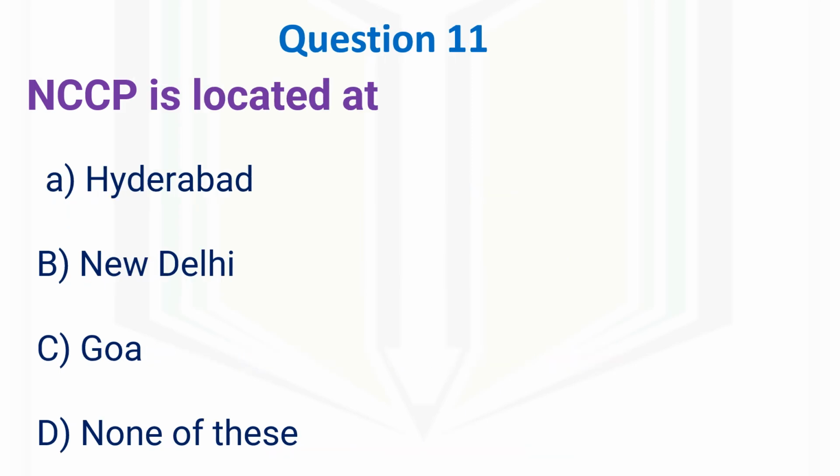Question number 11. NCCP is located at options are Hyderabad, New Delhi, Goa, none of this. Now NCCP stands for National Codex Contact Point. Now it is a branch of the codex where it coordinates the codex activities, particularly in India. So the headquarters of this is located at the correct option will be option number B, New Delhi. So the contact point will differ according to the country. So particularly in India, the NCCP is located at New Delhi.